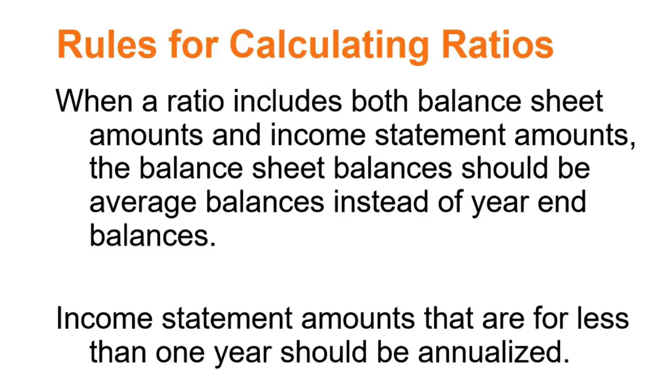And if we have an income statement amount that's for less than 1 year, we need to annualize it. So if we have the quarterly income, we need to multiply it by 4. Okay, we're presenting all of these income statement amounts as a whole year. So balance sheet amounts need to be averaged, income statement amounts need to be annualized if they're not.